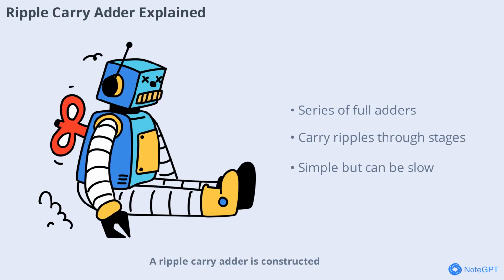A ripple carry adder is constructed by connecting several full adders in sequence. The carry-out from each adder becomes the carry-in for the next. While this design is straightforward, it can be slow for large numbers because each stage must wait for the previous carry to ripple through.